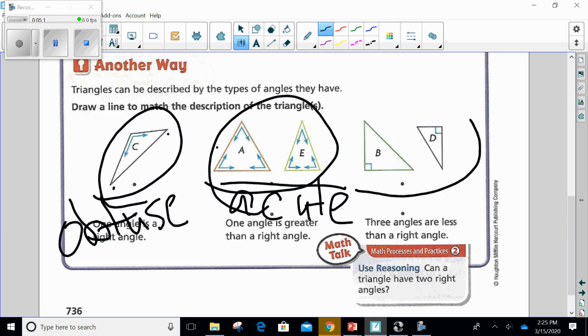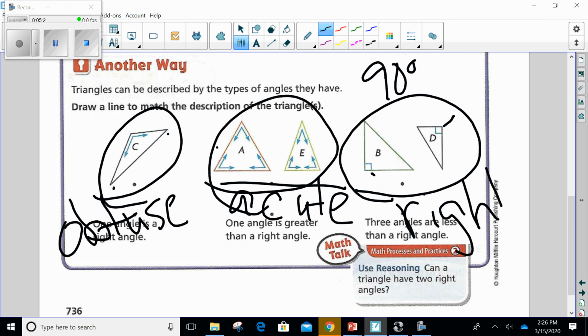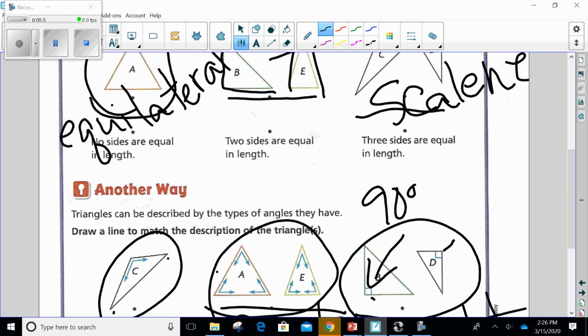Okay, now look at B and D. Right there, we see the little boxes in the corner. And if we put a piece of paper in there, we'll see that a piece of paper fits right in there. That is a 90-degree angle. That is called a right triangle. Okay? So by looking at the angle, we have an obtuse triangle, we have an acute triangle, and we have a right. Just like with an obtuse, only one angle in this triangle has to be right to be classified as a right triangle. Okay? All right, let's go on.